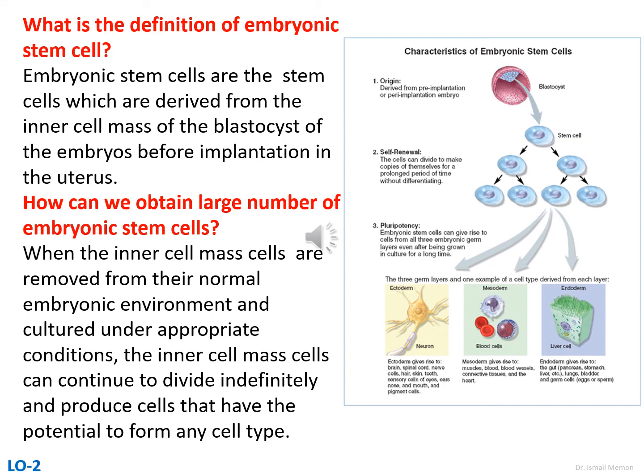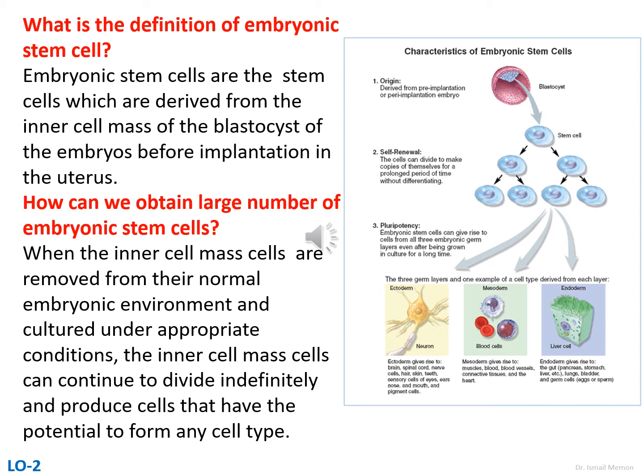Embryonic stem cells are the stem cells which are derived from the inner cell mass of the blastocyst of the embryos before the implantation in the uterus. You all know the stage of development. So how can we obtain a large number of embryonic stem cells? When the inner cell masses are removed from their normal embryonic environment and cultured under appropriate conditions, the inner cell mass cells can continue to divide indefinitely and produce cells that have the potential to form any cell type. So this is how we retrieve the embryonic stem cells.